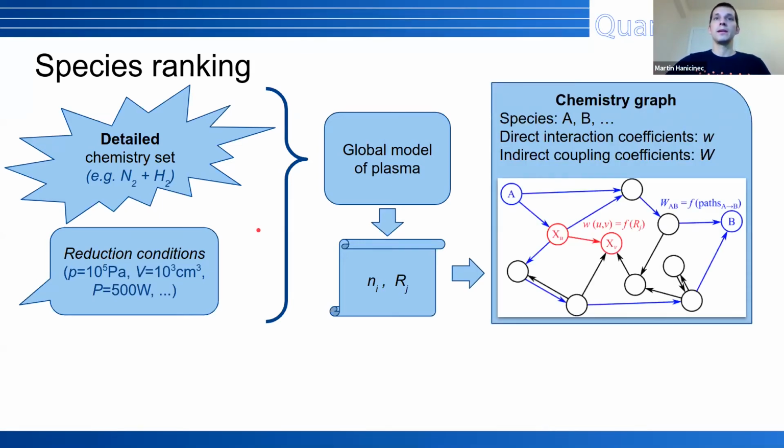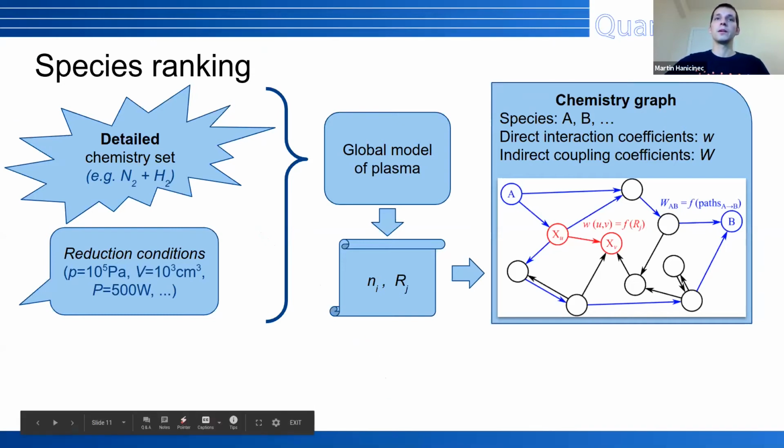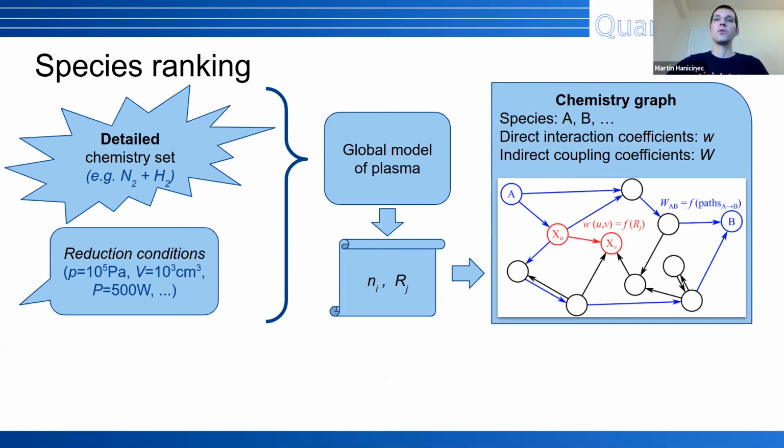And we can use these results to build a chemistry graph. This is just a graph with species represented by nodes, and directed edges from node to node representing asymmetric direct relations between species. The edges are weighted by direct interaction coefficients. The weight of any edge between two species is a function of the reaction rates of all the reactions involving both of these species. So two species only have an edge if they share at least one reaction together.